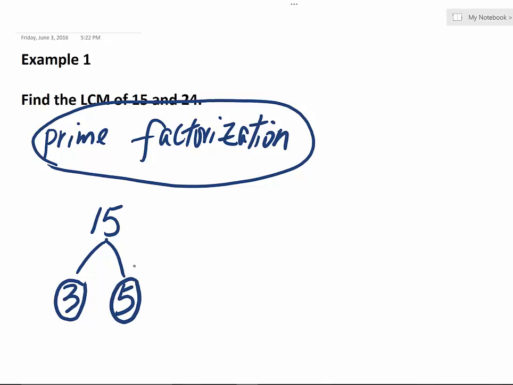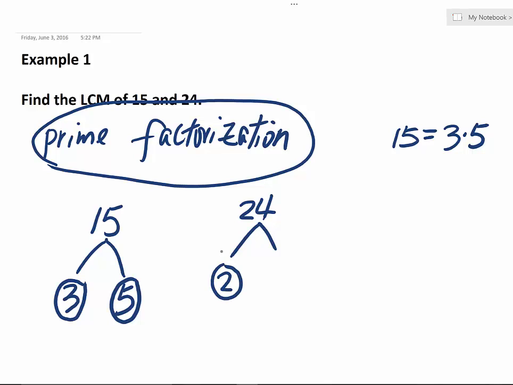Now both 3 and 5 are prime numbers, so we basically complete the prime factorization. So 15 is equal to 3 times 5. Both factors are prime numbers. And let's take a look at 24. So 24, and the smallest prime number going into 24 will be 2. 2 going into 24 12 times.